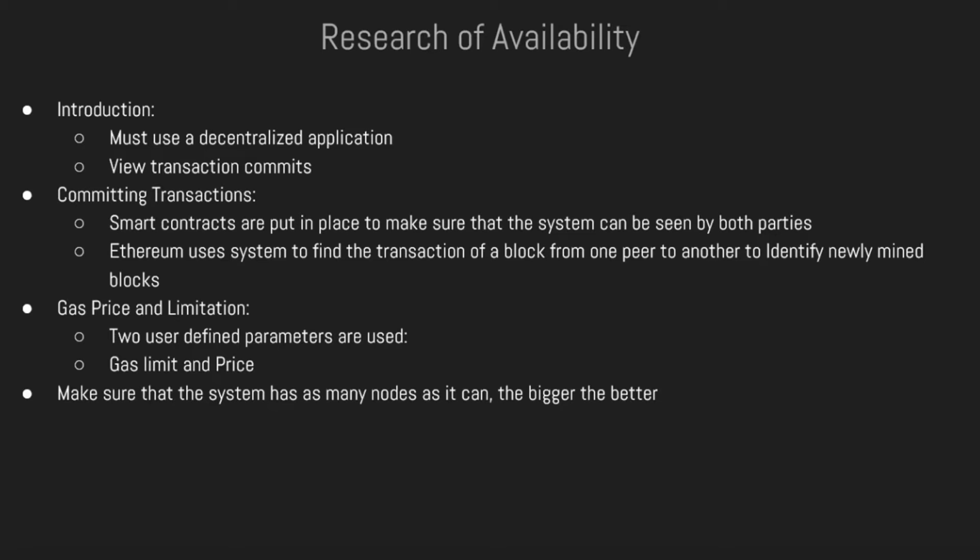Ethereum specifically has a system put in place so that the transactions can be viewed through newly mined blocks. It is also done through two user-defined parameters. This would be gas price and gas limit. Both of these are used along with network delays to monitor if it is slowing down the network or if it is not. And what ultimately boils down to is that the fewer nodes that are shown to be on the blockchaining system, the more likely it is to be slowed down. So the bigger the better, the smaller the worse it gets.